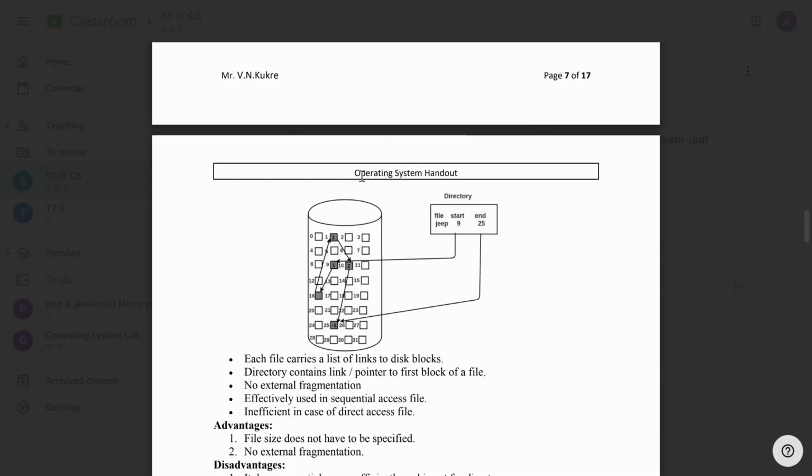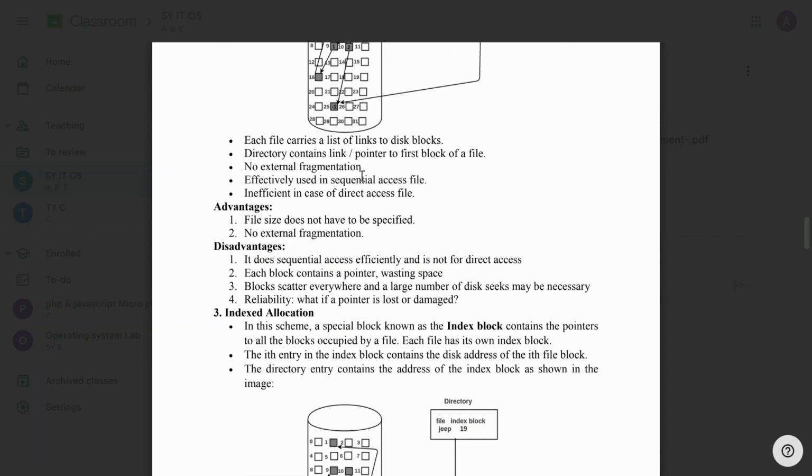Now directory contains link or pointer to first block of a file. Each file carries a list of links to disk blocks. Directory contains links or pointer to first block of a file. No external fragmentation, efficiently used in a sequential access file, inefficient in case of direct access file.